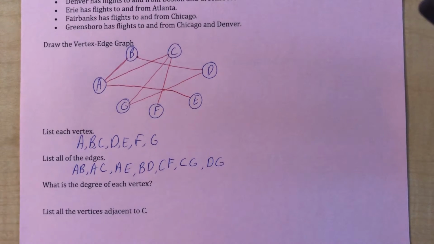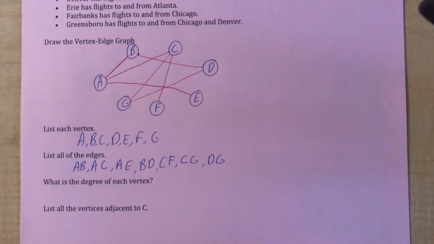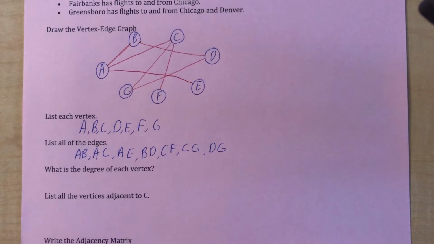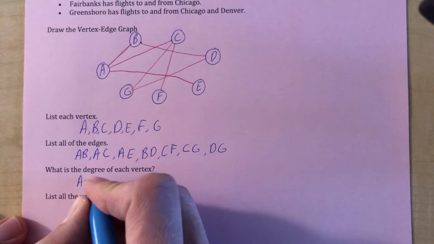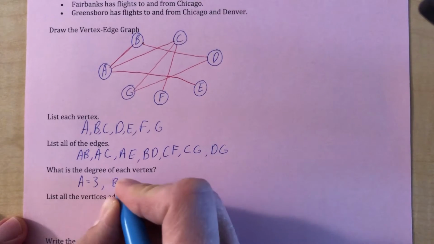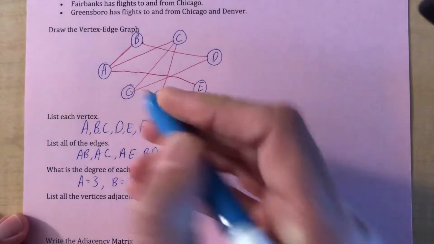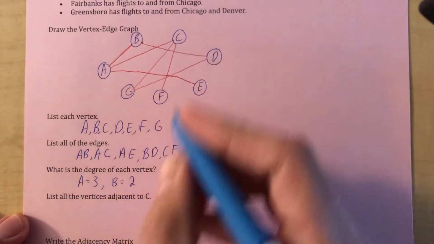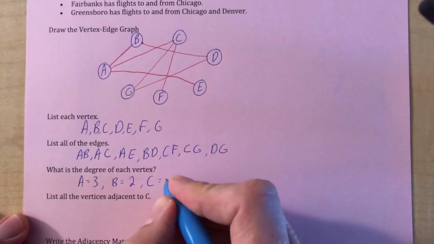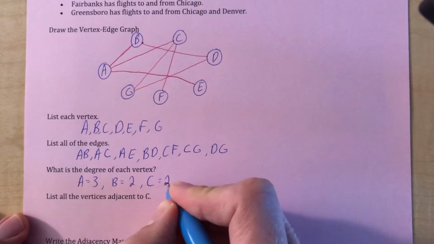And then it says, what is the degree of each vertex? Well, the degree of a vertex is basically, in this case, the number of flights that come out of that vertex. So A, the degree of A is 3. The degree of B is 2, because I have 3 flights coming out of A, I have 2 flights coming out of B, I have 3 flights coming out of C. Now, oops, 3, not 2.